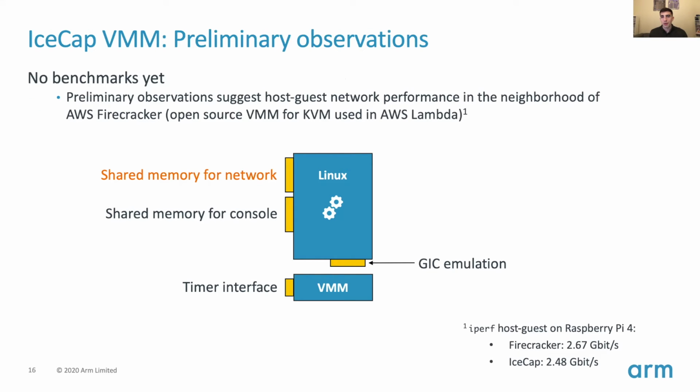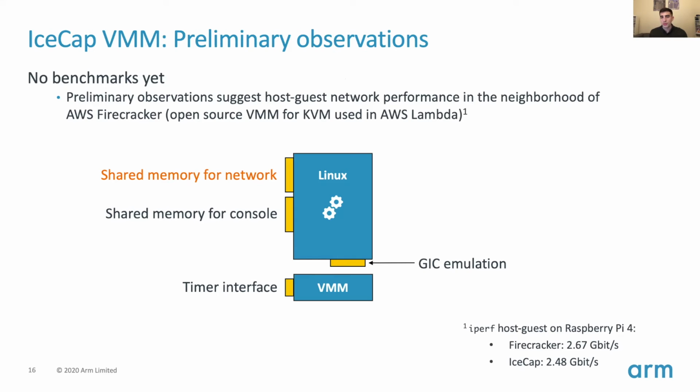We're not yet far enough along to have rigorous benchmarks. However, we run sanity tests just to make sure we're on the right track. We've run iPerf on the host guest network on the Raspberry Pi 4 and observed about 92% of the throughput of Firecracker under those same conditions.